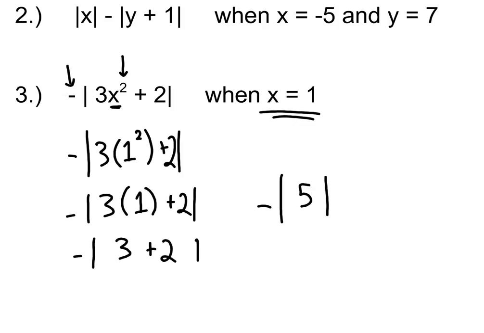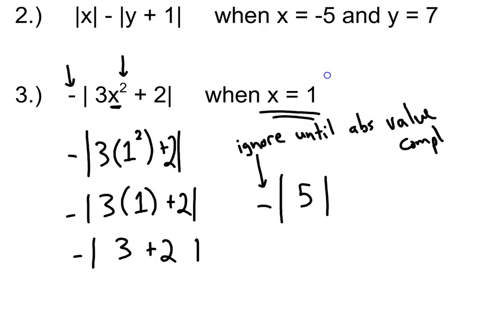So ignoring this negative on the outside for now, until you've done the absolute value. If there's a negative on the outside, worry about that at the very, very end. So ignoring it, what is the absolute value of 5? The answer to that is 5. The number 5 is 5 units away from 0. And then you tack the negative back on, because we want the opposite of the absolute value of 5, which gives us negative 5. So there it is.